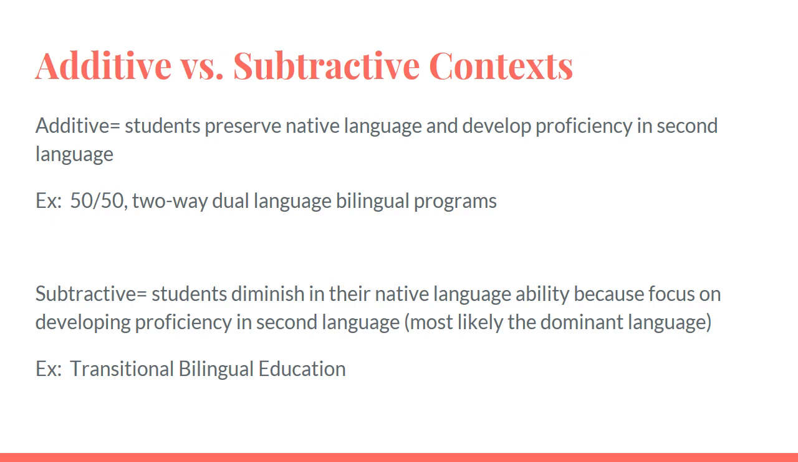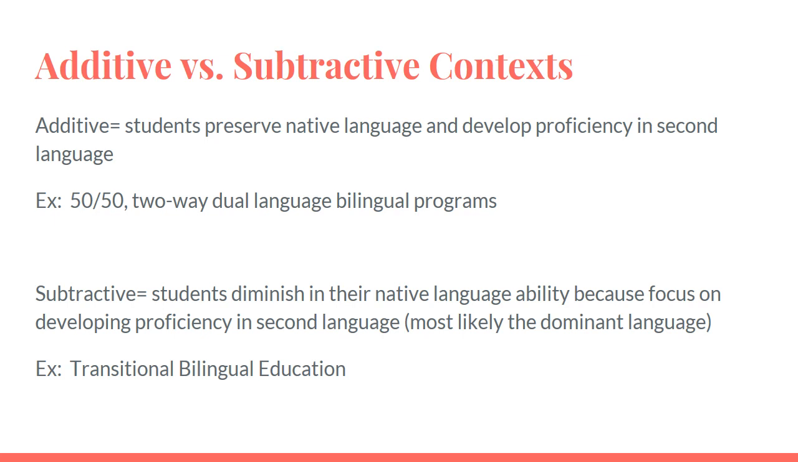In bilingual programs in the United States, one additive context is the 50-50 dual language, two-way dual language bilingual programs. In those programs, you have students that are native Spanish speakers and native English speakers that are put into a mixed classroom from pre-K, and they speak half the time in English and half the time in Spanish. And so what happens is both groups end up learning both languages, and so they maintain their native language and they learn a second language and are fluent in that second language. So that's an additive context.